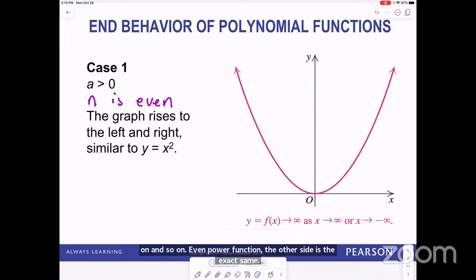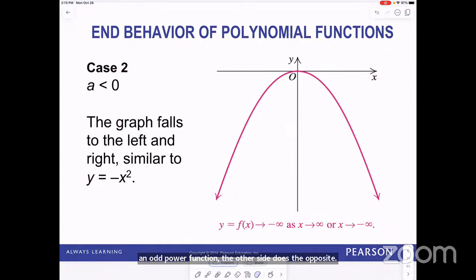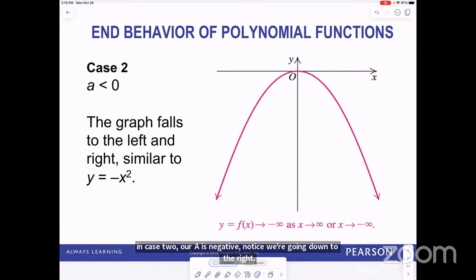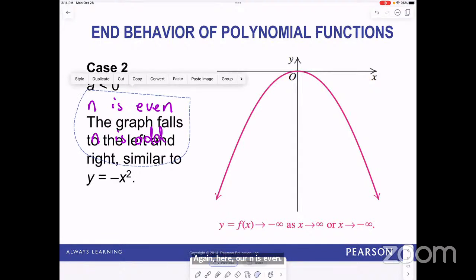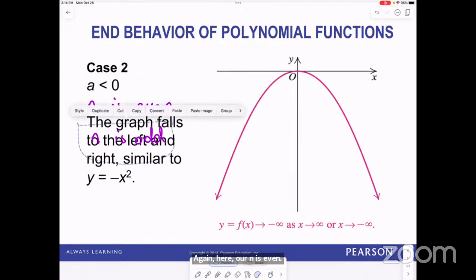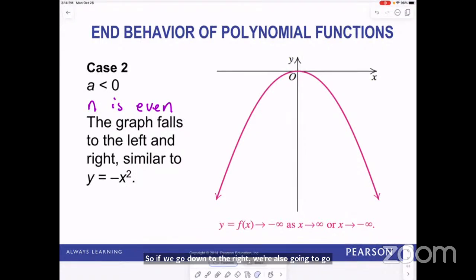Okay. So in case 2, our a is negative. Notice we're going down to the right. So as x goes to positive infinity, y tends to negative infinity. Again, here, our n is even. So that means the other side does the exact same, right? Even means exact same. So if we go down to the right, we're also going to go down to the left in this case. Okay. So then case 3.